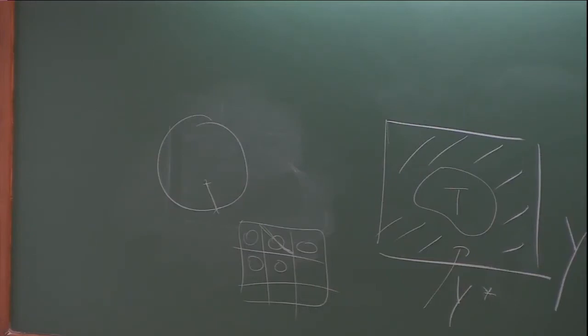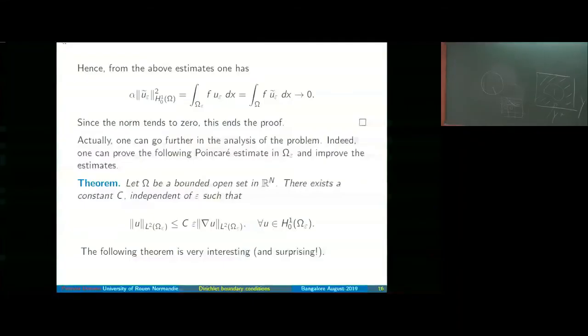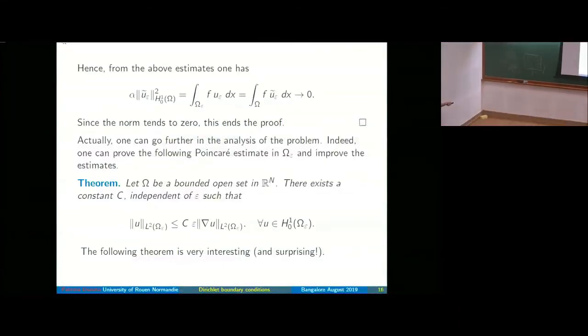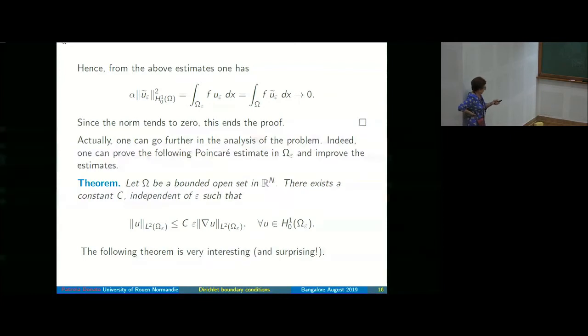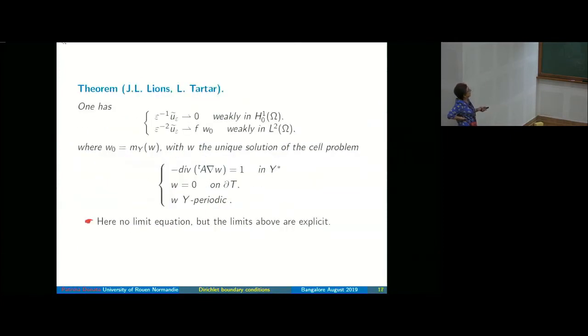Okay, so this was the Poincaré inequality. If you look at that, you start to understand that there is some looping, some bootstrap, in the sense that this one was bounded, now you put epsilon, and it's more than bounded, it's of order epsilon. So we have the following results from Lions and Tartar. Tartar also did something for the Stokes case.